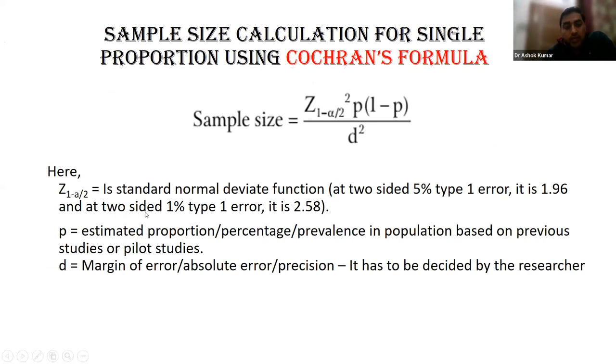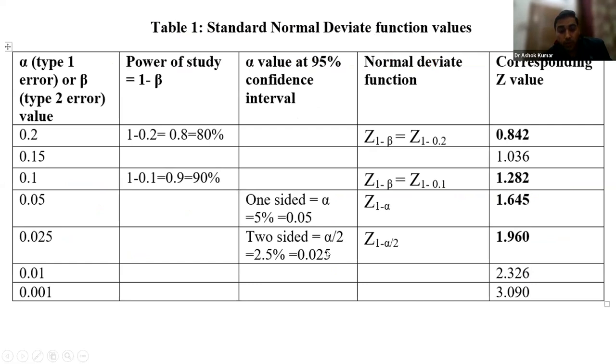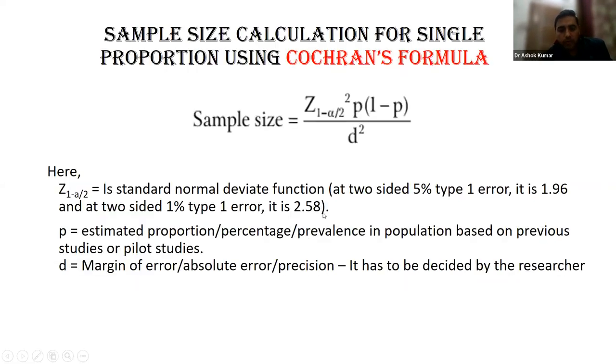And for a two-sided 1% alpha, if you are taking only 1%, not 5%, I want to take only 1% alpha. So you have to remember the value of Z 1 minus alpha by 2, which is 2.58. You have to remember this. It is not given in this table. It is given only here. So you have to remember this.